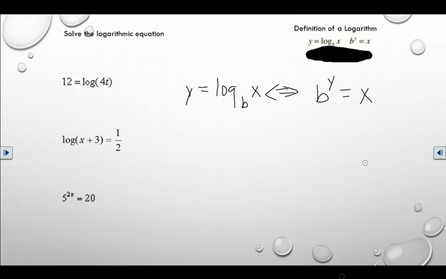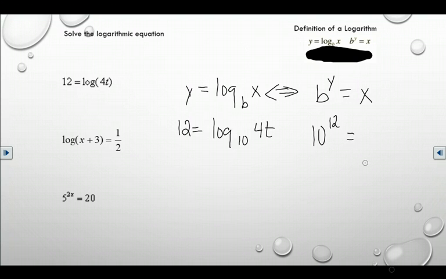So now I'm going to put this right up under here. 12 is equal to log. What is it if there's nothing there? 10. It's log base 10. Quit trying to confuse the rest of the class, okay? All right, so what's b? 10. So 10 to the what? To the 12 is equal to 4t.